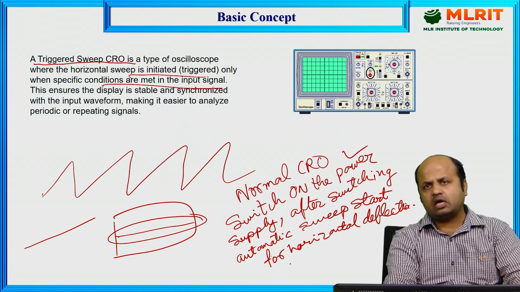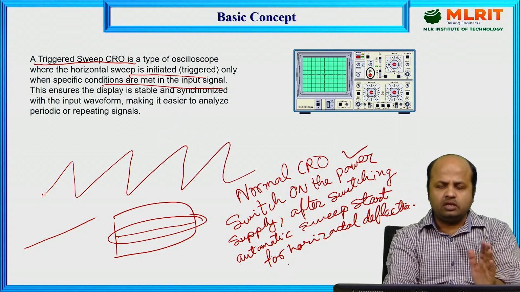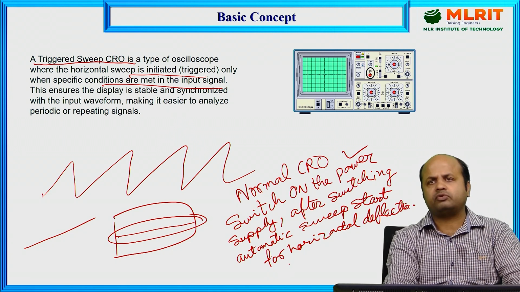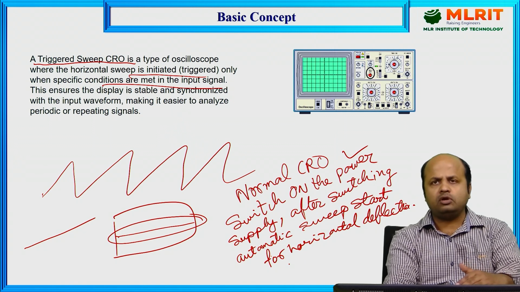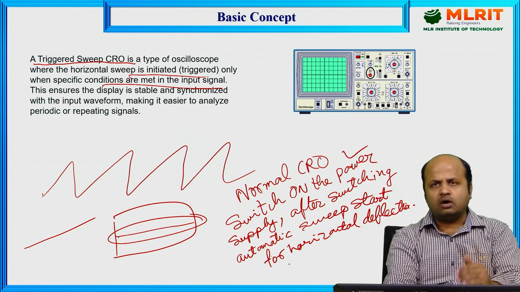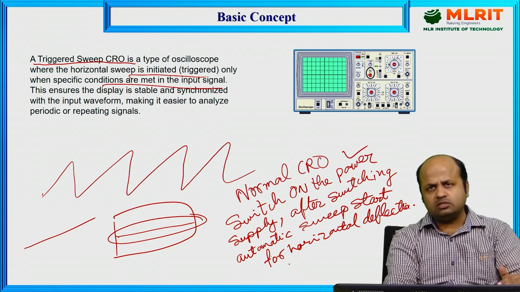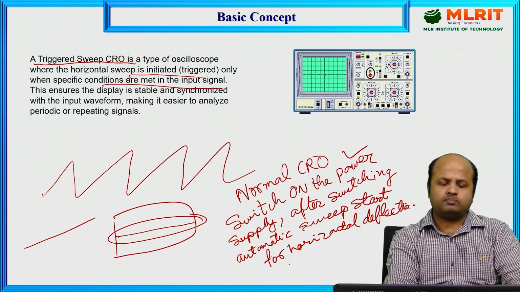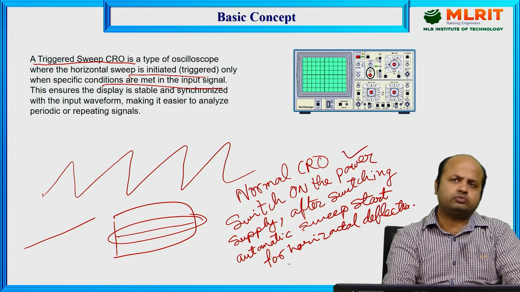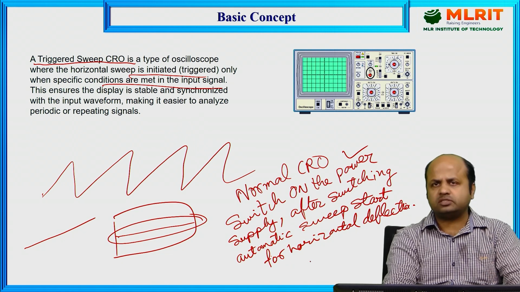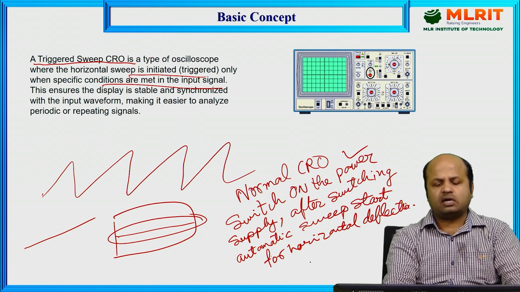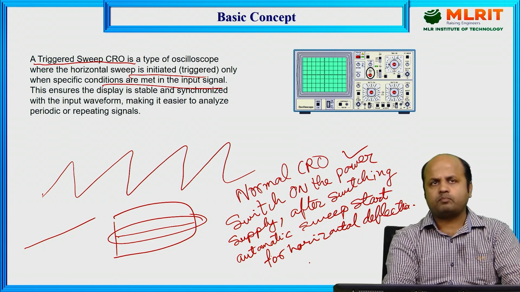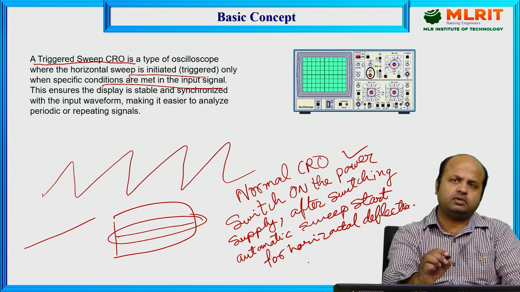So in a normal CRO, we don't have to give any instruction for the sweep. I am talking about the horizontal sweep. The horizontal sweep will automatically start. But in a Triggered Sweep CRO, we have to give the instruction to start the trigger. Otherwise, the horizontal sweep will not start. It will remain in the idle state. So this is the meaning of Triggered Sweep CRO.